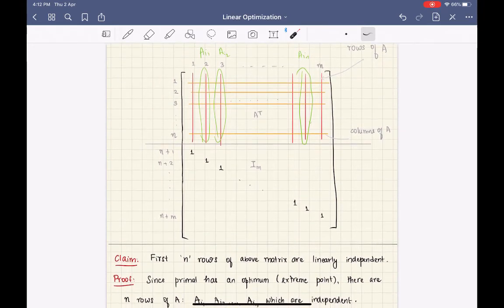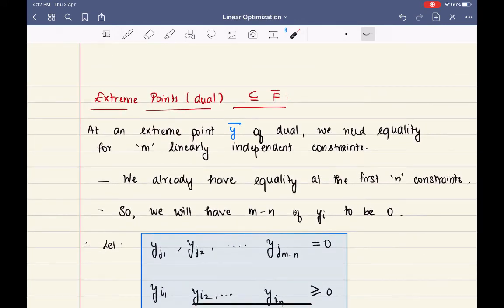Okay. So now let's go to the proof. We want to show that extreme points of the dual are equal to the set f bar. So we will show the two directions. We will first show that every extreme point of the dual will be in this set f bar. Now, if I take an extreme point y bar, there will be m equalities, as I said before. We need equality at m linearly independent constraints. So we already have equality at the first n constraints.